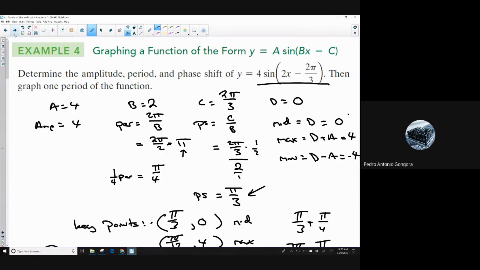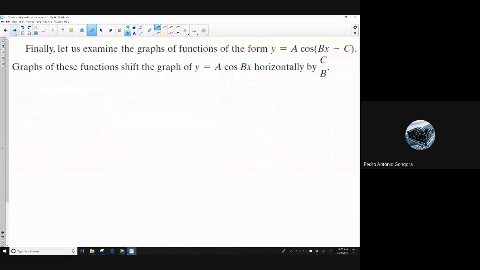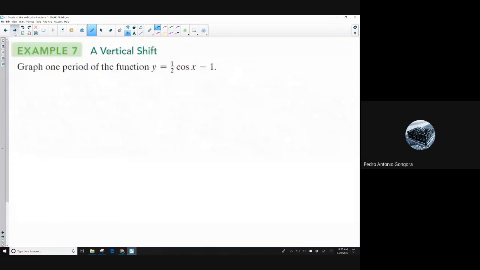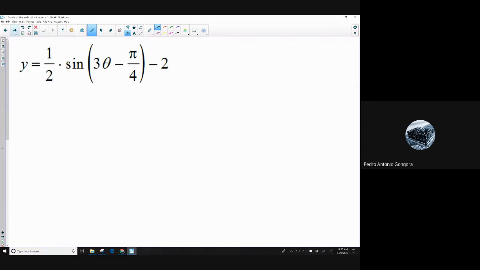Let's jump to a cosine. Actually, let's do a sine with everything. And then we'll do a cosine. Let's find a good sine with everything. That's a cosine. Here's a good sine. It's got everything in. Okay. So, what do you need? You need A. You need B. You need C. You need D. A is 1/2, which gives you the amplitude, which is also 1/2.